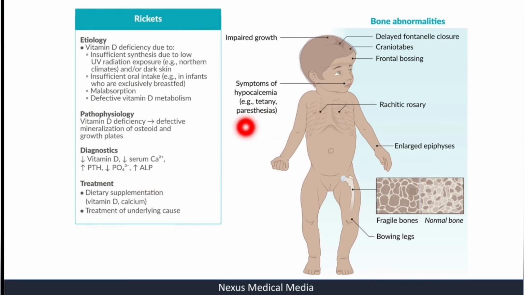Right, treatment is definitely supplementation of vitamin D and calcium, and you treat the underlying disease, what's causing this deficiency, right? So you can actually look at these causes like malabsorption and address them, right? So these are some of the pathognomonic signs for rickets.